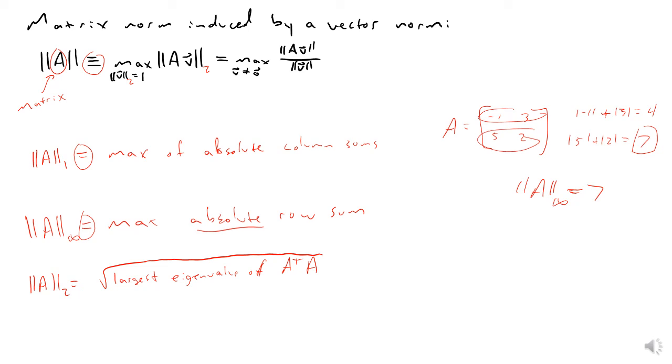Since I just made up this matrix here, I don't know the eigenvalues for it. I'd have to do a little bit of work. I don't really want to do that work right now. And actually I'd have to do A transpose times A first and then find the eigenvalues of that. So I'll skip that. You can look at example 742 in the book if you want to see an example of finding the 2 norm.